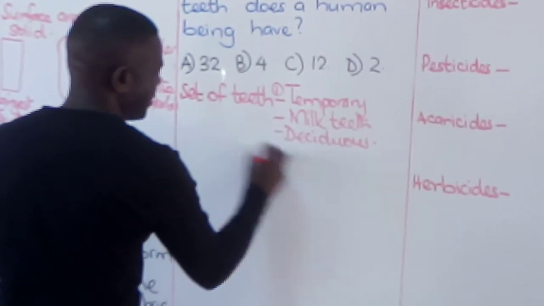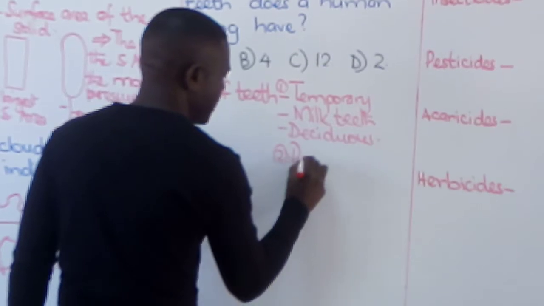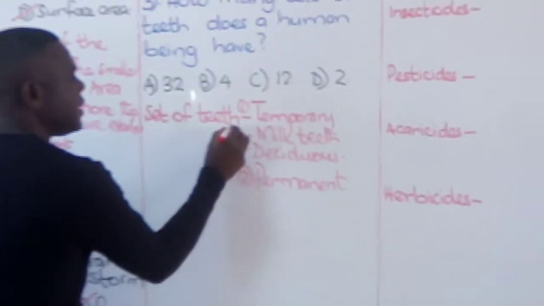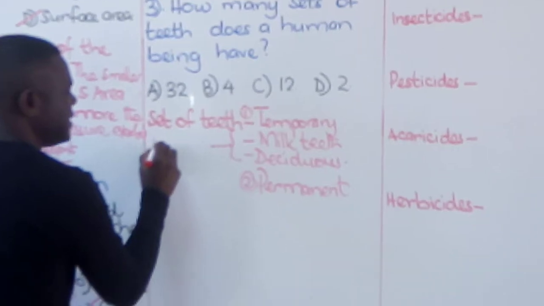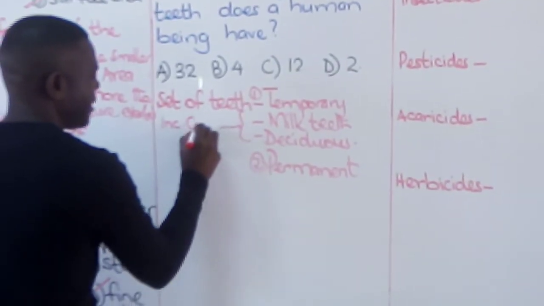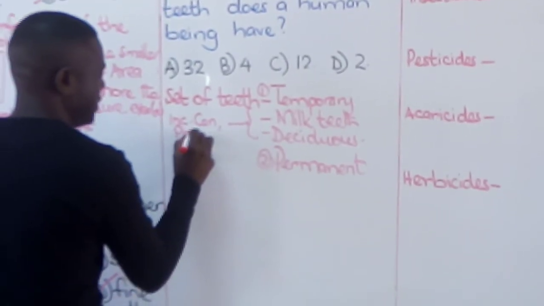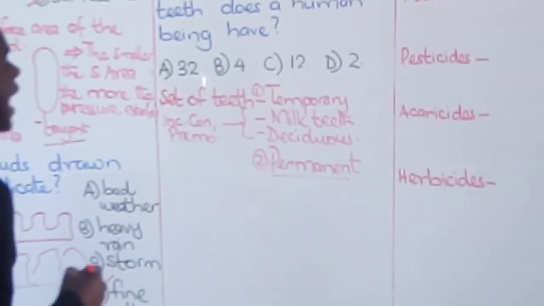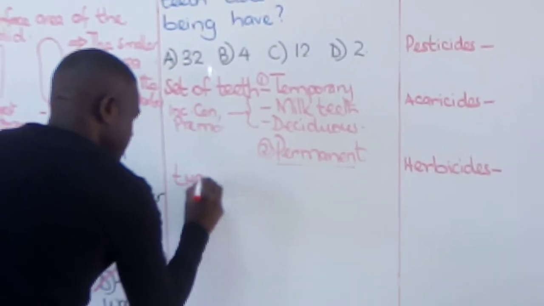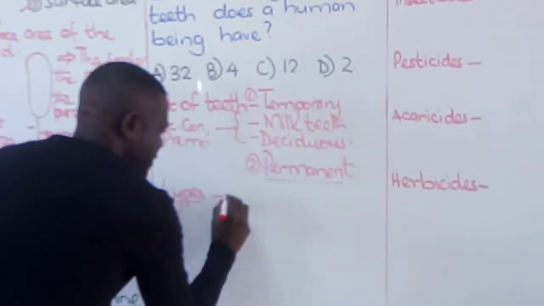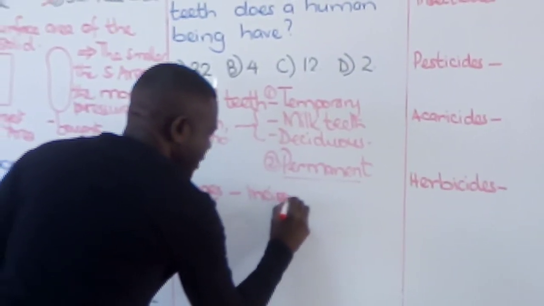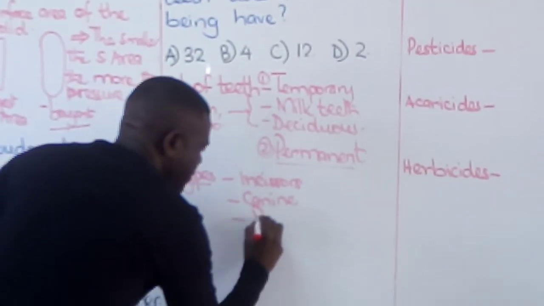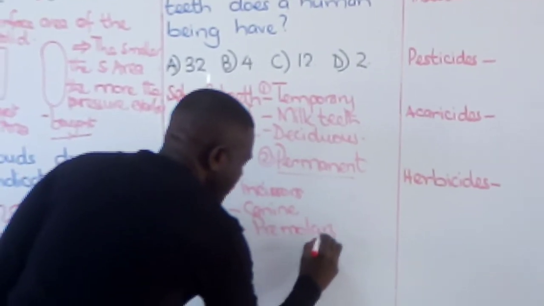And then the second set of teeth is called permanent teeth. Now, temporary teeth contain the incisors, the canine, and the premolars. But permanent teeth have 4 types. And these are the incisors, canine, premolars, and the molars.